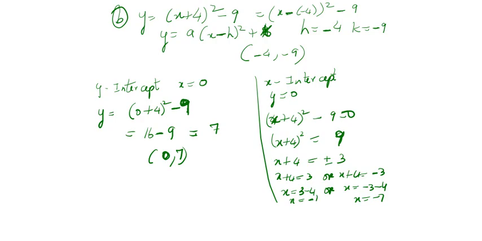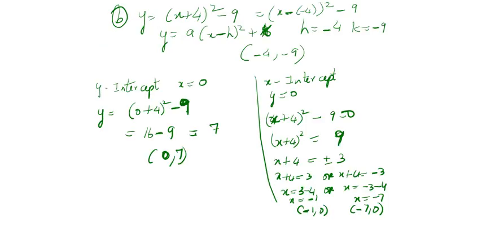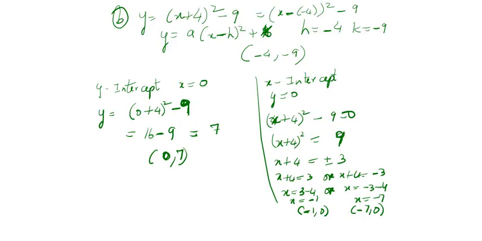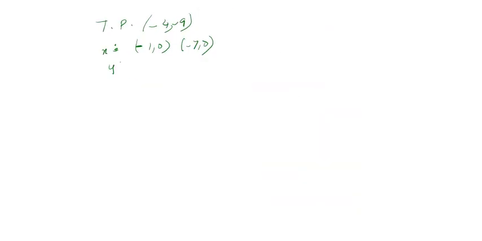So your points are (minus 1, 0) and (minus 7, 0). Remember, you always have to give your x-intercepts and y-intercepts as coordinates. Okay, now we've got all the points that we need. My turning point was (minus 4, minus 9). My x-intercepts were (minus 1, 0) and (minus 7, 0). My y-intercept was (0, 7).